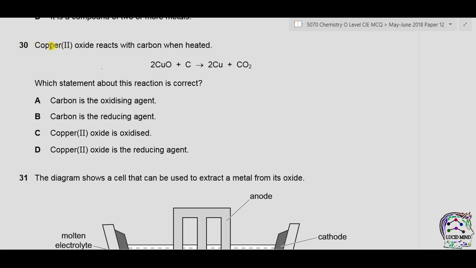Question 30. Copper 2 oxide, which is base, it reacts with carbon when heated. Now carbon reduces oxide of copper to form copper metal and carbon dioxide gas. Which statement about this reaction is correct? A is that carbon is oxidizing agent and B says that carbon is reducing agent. Now we can see that carbon has removed this oxygen and itself it has oxidized into carbon dioxide. So therefore it is behaving as a reducing agent.